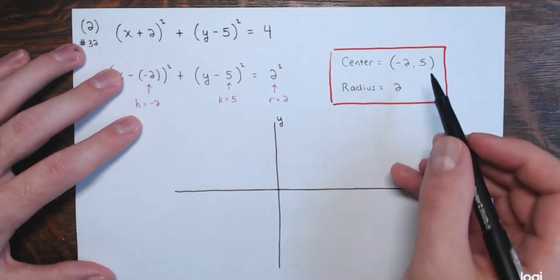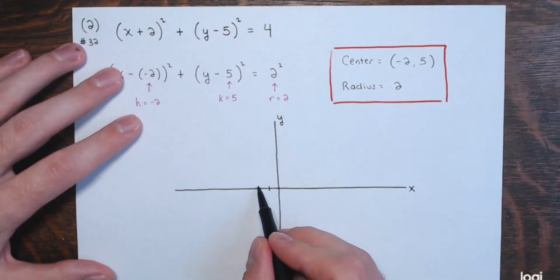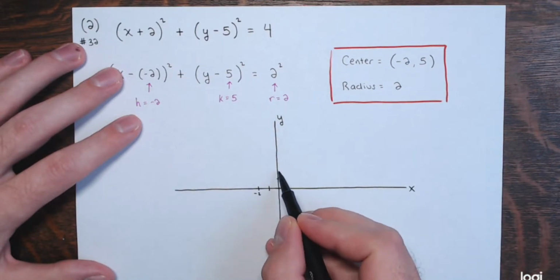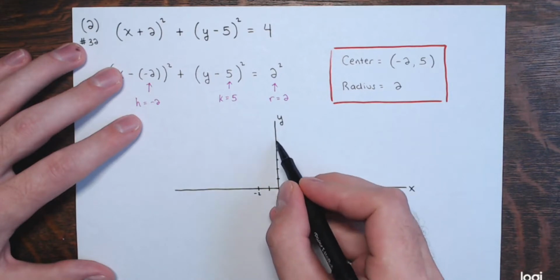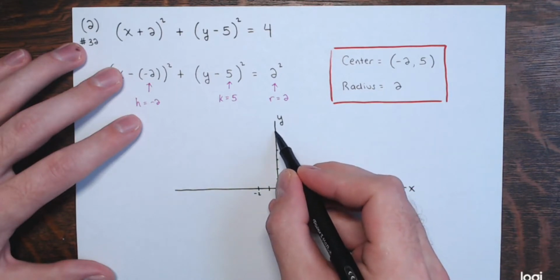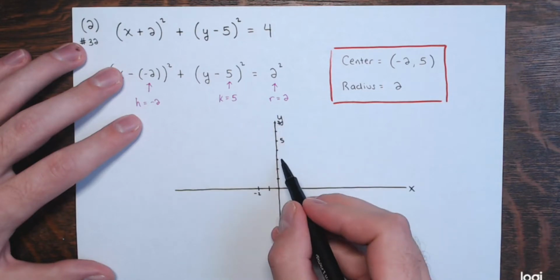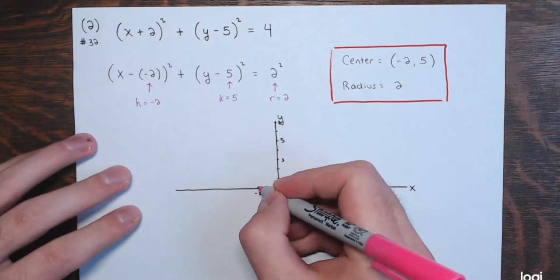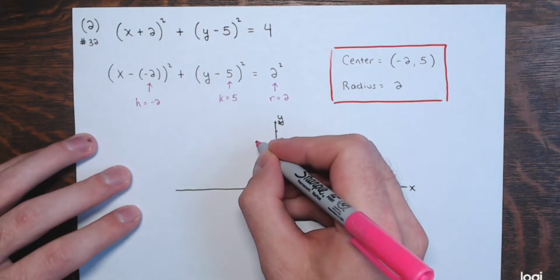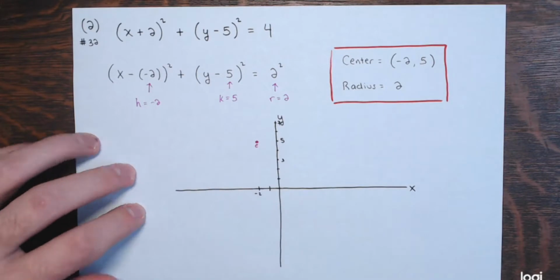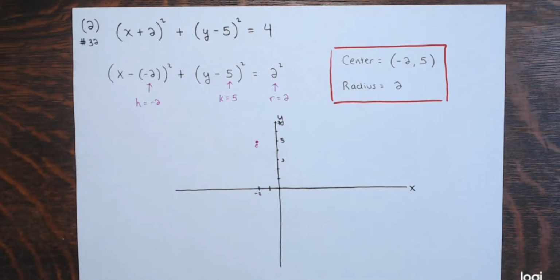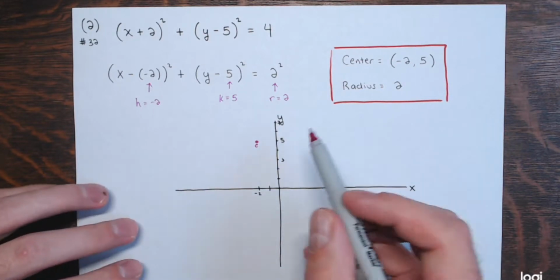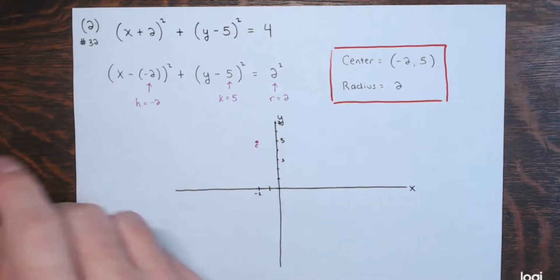Alright, so the center is at negative 2, 5. So negative 2 on the x, positive 5 on the y. And so here's the center, -2, 5, right there. I'll put C for center. That's not actually on the circle. Alright, so now let's get all the points that are actually on the circle, all the points that are 2 units away from the center.